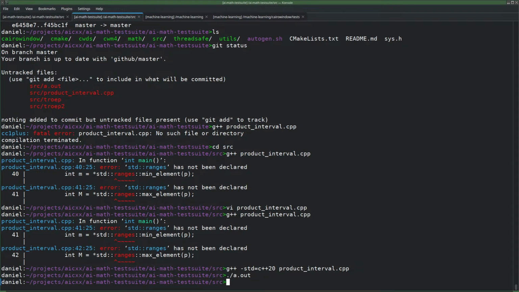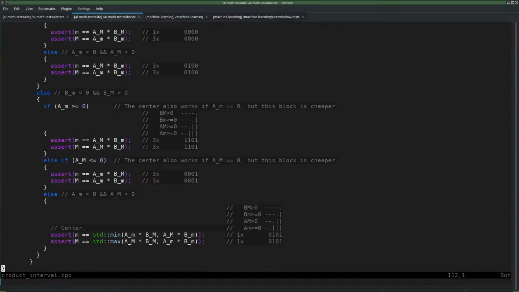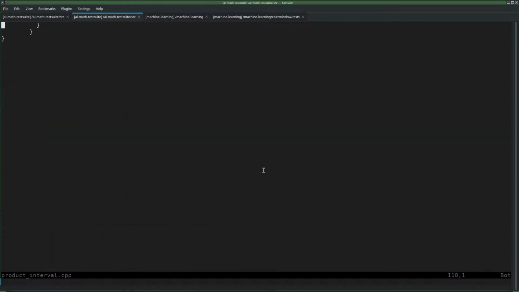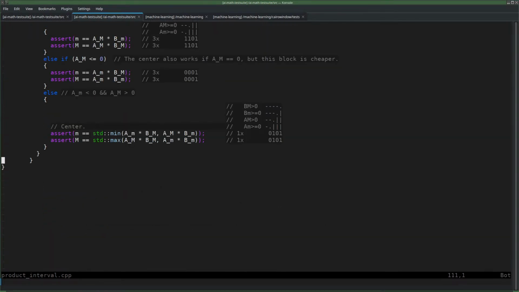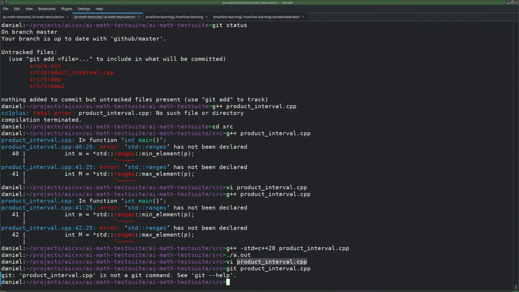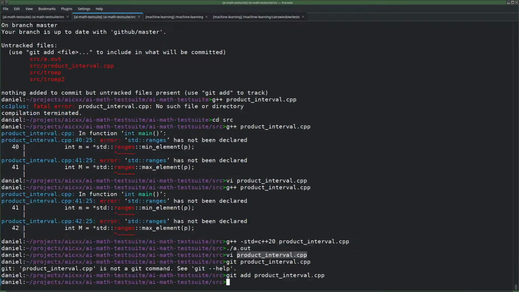See what I said? Exactly what I said. It doesn't assert. No, really, this whole thing is just asserts. If the asserts don't fire, then everything works. No, might as well add it, why not? So let's put it in Git. Git. Add product interval.